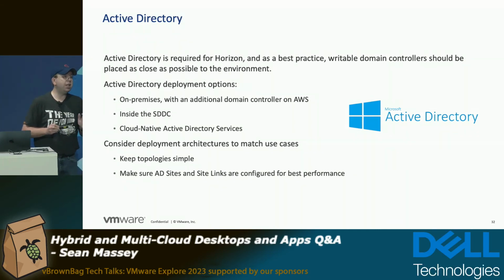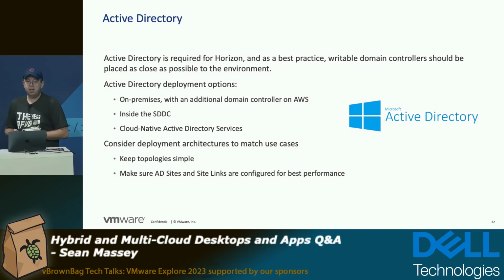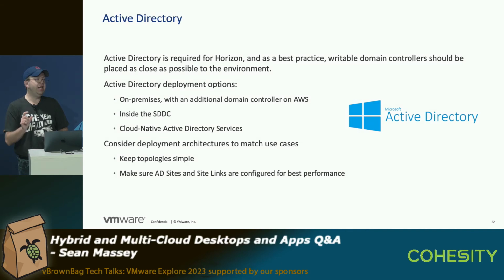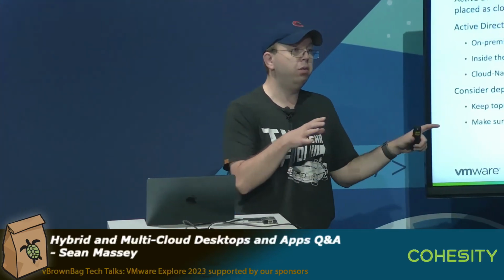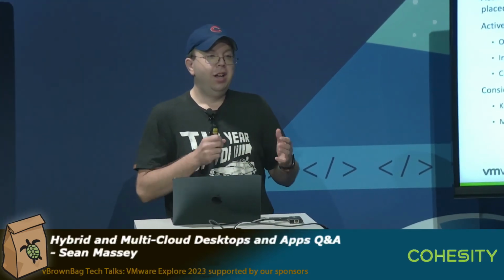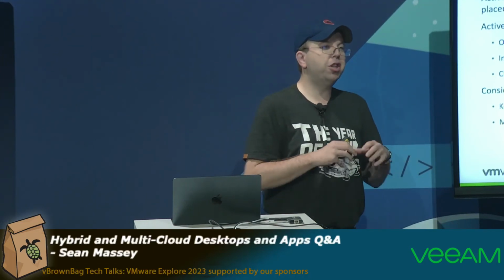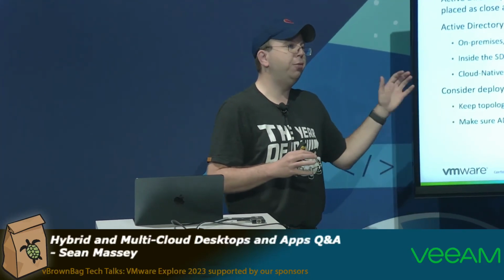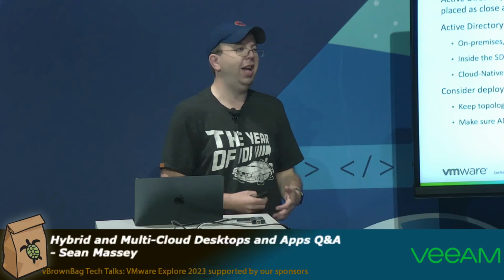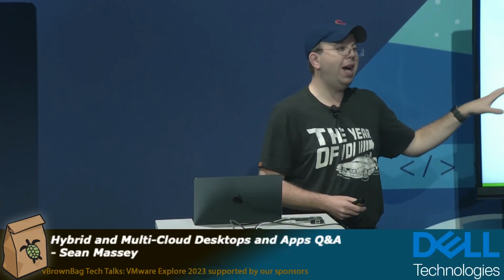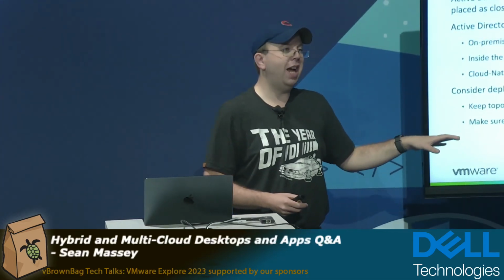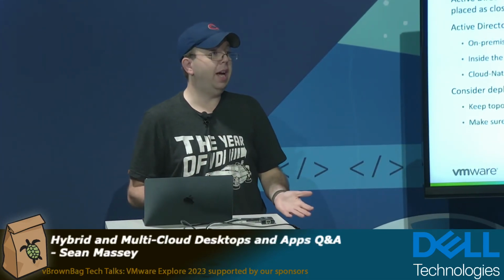So the best practice and what I recommend to customers and partners is you should have a full-fledged writable domain controller near that Horizon environment. And by near, I mean in that same cloud region, availability zone, whatever, right? Read-only domain controllers are problematic because if it can't reach back to a writable one, users can't authenticate. Computers can't join the domain. If you don't have one nearby and your network goes down, your environment is effectively down.